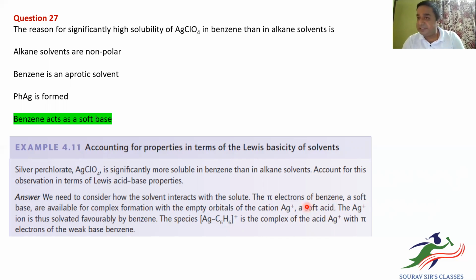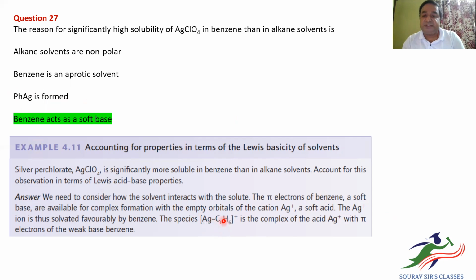That is Pearson's hard soft acid base principle. So when we say soft acid, that means it is a cation. When we say a soft base, that means it is something that can give away electron density using pi electrons or lone pair. Ag plus ion is solvated favorably by benzene. The species, as I was saying, had they given PhAg plus, rather it should be PhH Ag plus, with capital H, but they have only given PhAg plus. This means this is a phenyl species, which is wrong.